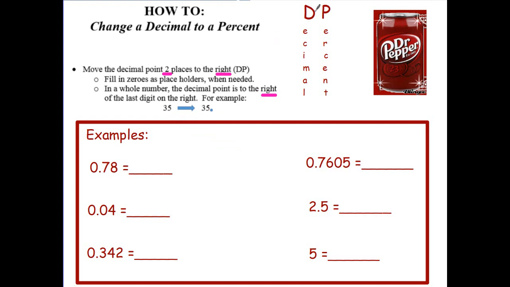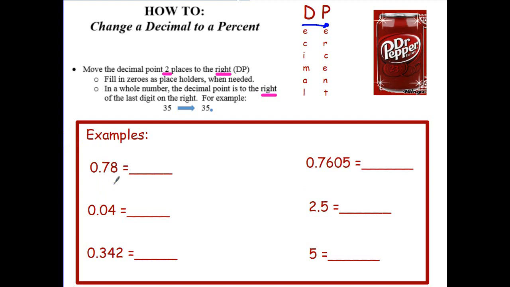And we have a little helper here, Dr. Pepper, or DP, where the D stands for decimal and the P stands for percent. So if we're wanting to change from a decimal to a percent, we want to go from the D to the P. We're going to move to the right. And because there are 2 letters here, we want to move the decimal point 2 places to the right. Let's do an example so you'll see.